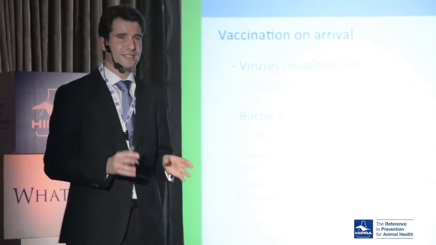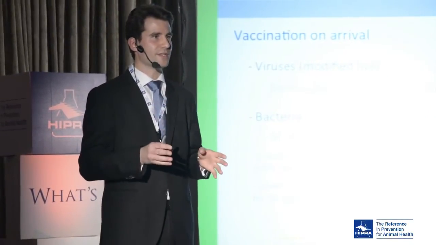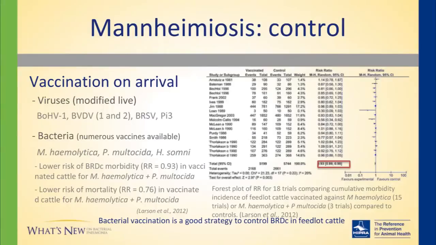Although the timing of vaccination, so on arrival when the cattle are stressed, is not optimal, Larson and collaborators recently did a meta-analysis based on 18 different clinical trials showing that vaccination with Mannheimia haemolytica plus or minus Pasteurella multocida can significantly lower the risk of morbidity in feedlot cattle. Here is the forest plot, and you can see that most of the risk ratios, the relative risks, are lower than 1, which means that it's protective. So there is an impact on the morbidity in those animals.